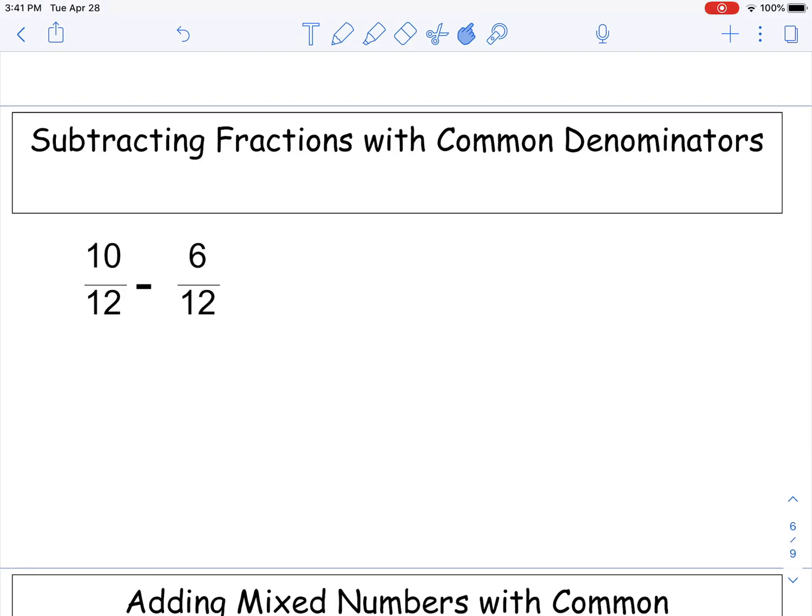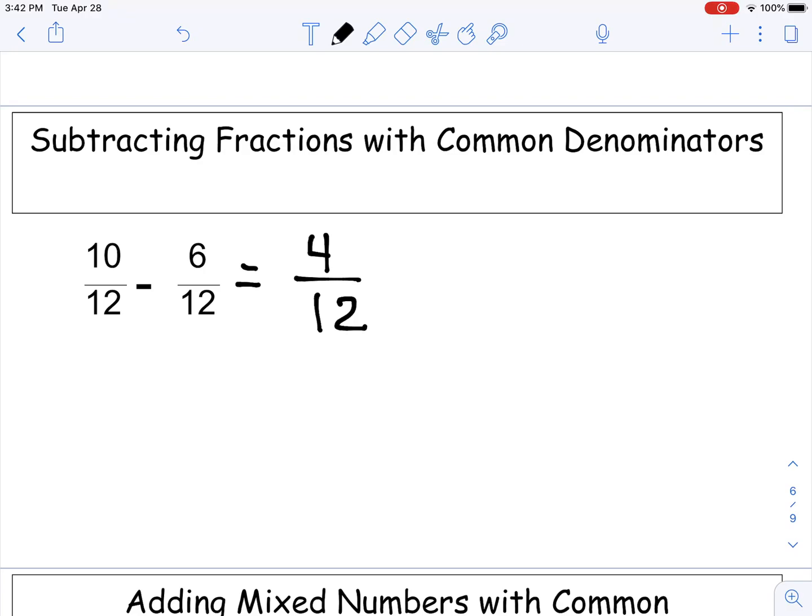All right, subtracting is the same way. You look at the bottom. Are they the same? Yes. So I'm going to keep that 12 for my denominator. And then the top, 10 minus 6. That's going to give me 4.